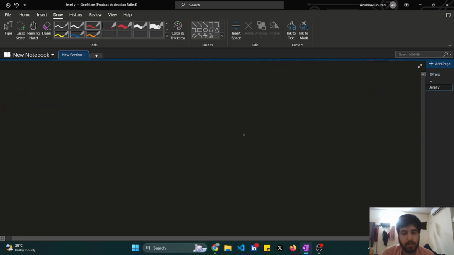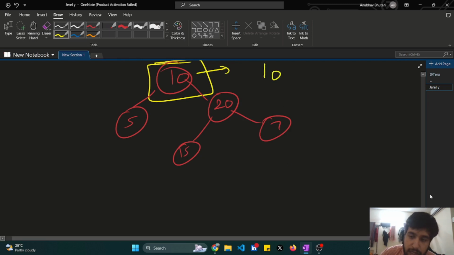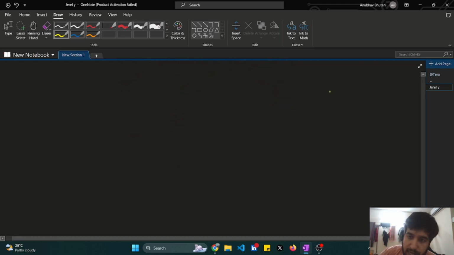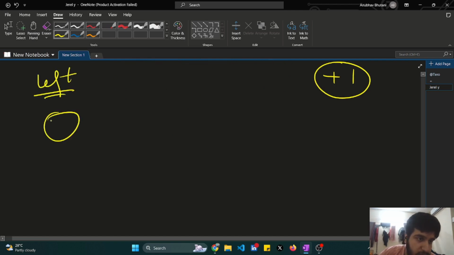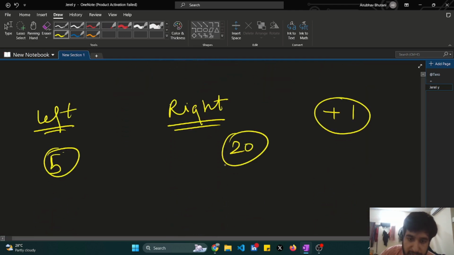Okay. Now coming back to my test case, 10, 5, 20, 15, then 7. Suppose this is my test case. And what I'll consider is I'll consider this alone for the last plus one that we have to do. This is my left subtree that is consisting of only 5. This is my right subtree that is consisting of 20, 15 and 7.